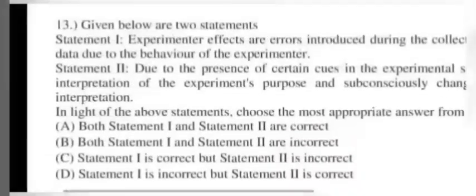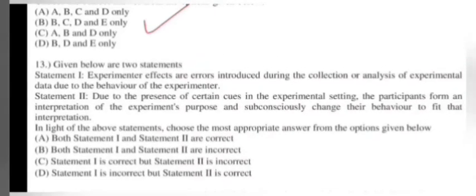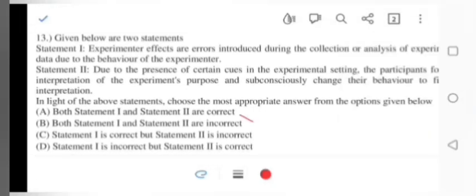Next, 13. 13 says, given below are 2 statements. Statement 1 says, experimenter effects are errors introduced during the collection or analysis of experimental data due to the behavior of the experimenter. 2 says, due to the presence of certain cues in the experimental setting, the participants form an interpretation of the experiment's purpose and subconsciously change their behavior to fit that interpretation. Now choose the correct option. It will be 1 and 2 are both incorrect.